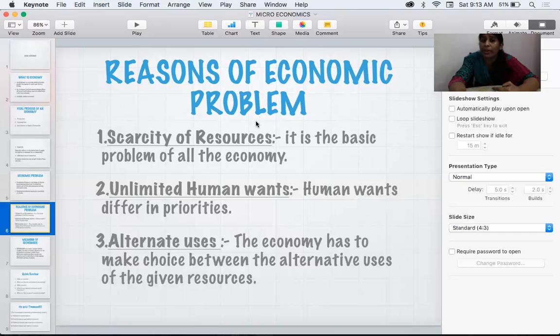So what are the reasons for the economic problem? The main reasons for economic problem are scarcity of resources, unlimited human wants, and alternate uses. First I told you scarcity of resources. It is a basic problem of all economies, and it is not related to an individual. It is considered as a country as a whole. Next, I told you about unlimited human wants. With the scarce resources, we have to fulfill the unlimited wants also. And the third one is alternate use. It is the problem of choice. We have to make a choice about what to produce, and here the choice should be made wisely so that the economy can be run successfully.